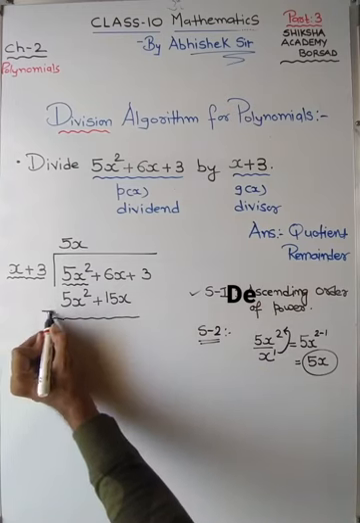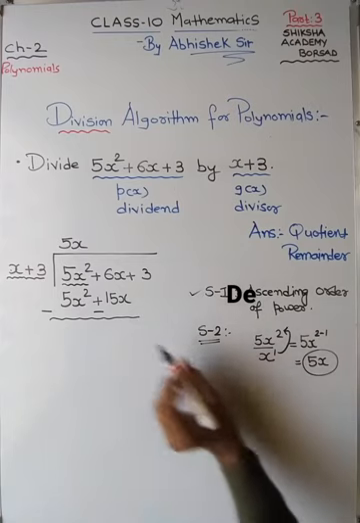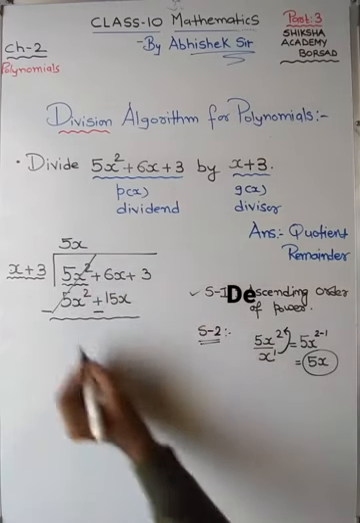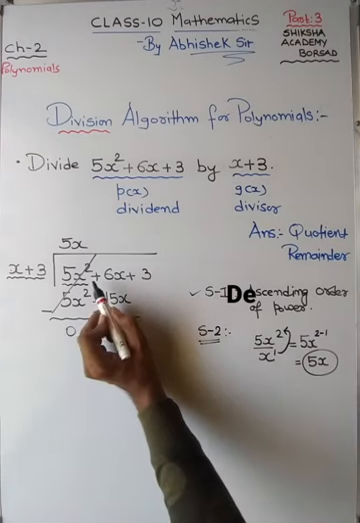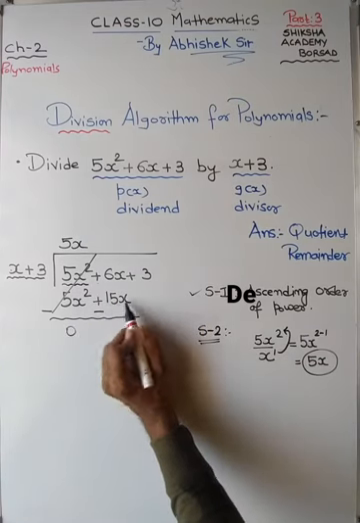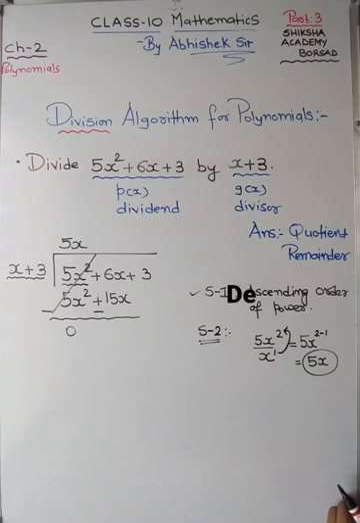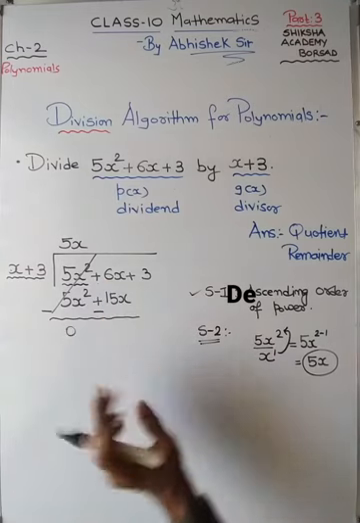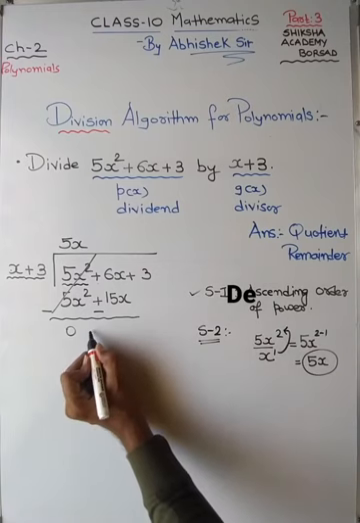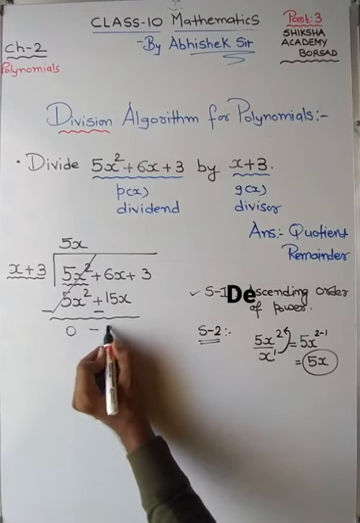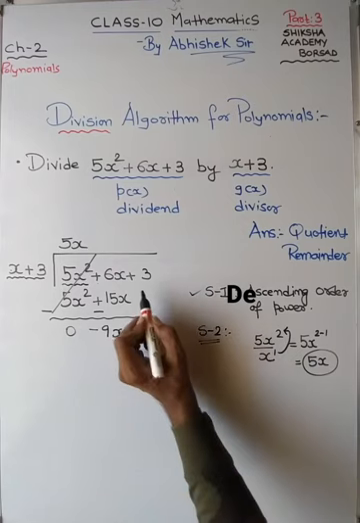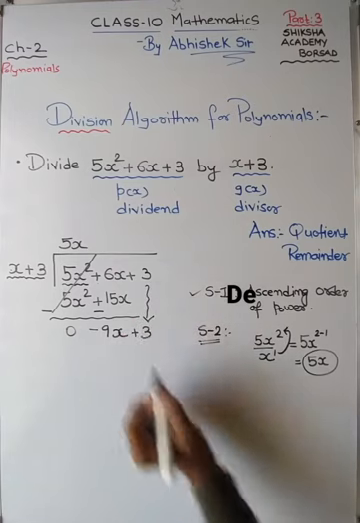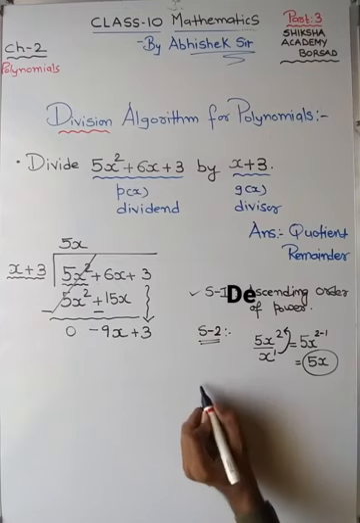Now change the sign, minus and minus. 5x square minus 5x square will be cancelled, so here we write 0. Plus 6x minus 15x, what will be the answer? Plus 6 minus 15, calculate in your mind, it will be minus 9x. According to the rule, the remaining term will be brought downwards. Now step 3.